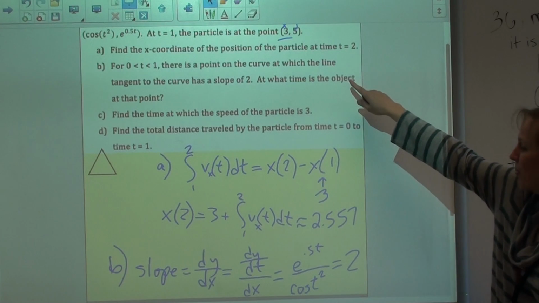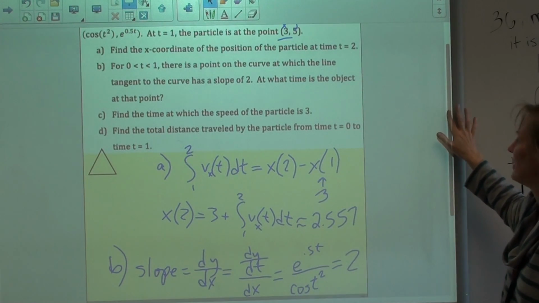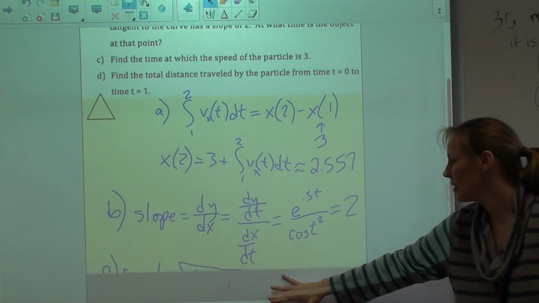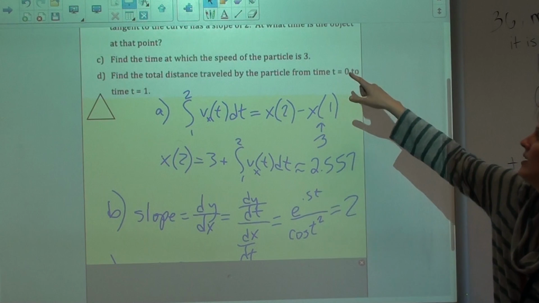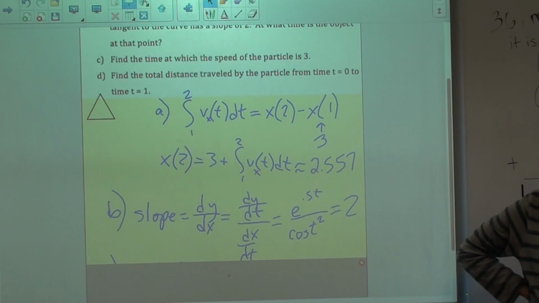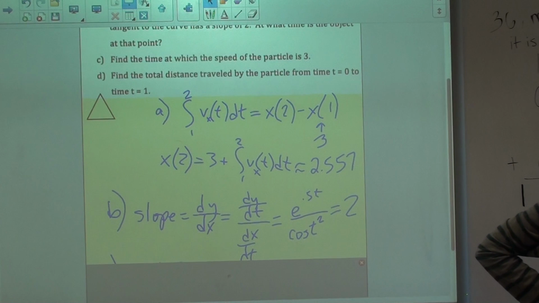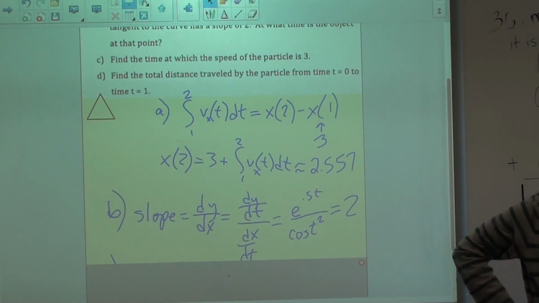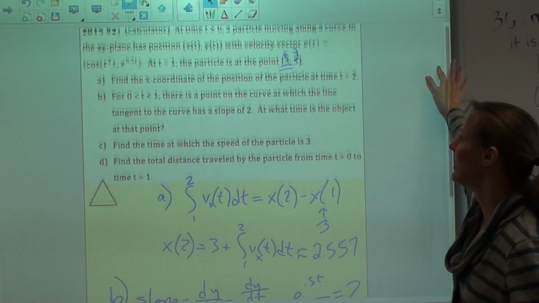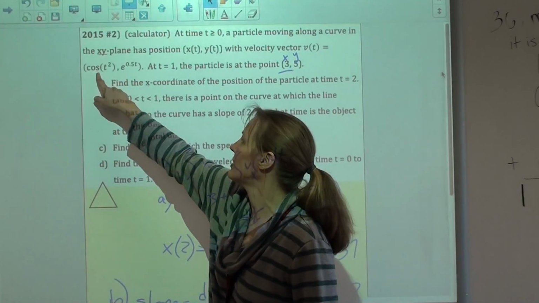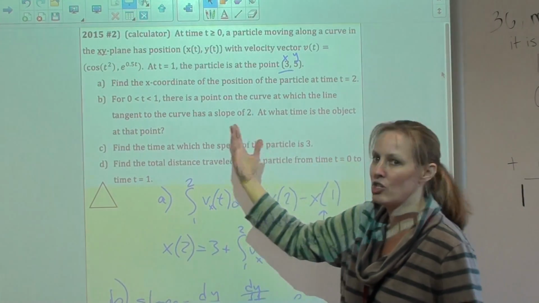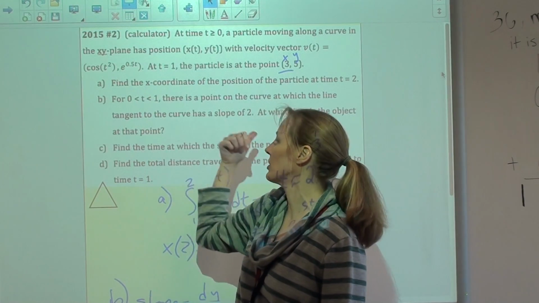Okay. So for part B, you set your slope equal to 2 and solve. I will show you the answer to that in just a second because I don't have it written on here. So part C. Find the time at which the speed is 3. So, how do we find speed? What is speed? Acceleration. No. Magnitude. It's the magnitude of the velocity. So, speed is the square root of this squared plus this squared. We want to know when the speed is 3, so you just do the square root of this squared plus this squared and set it equal to 3.